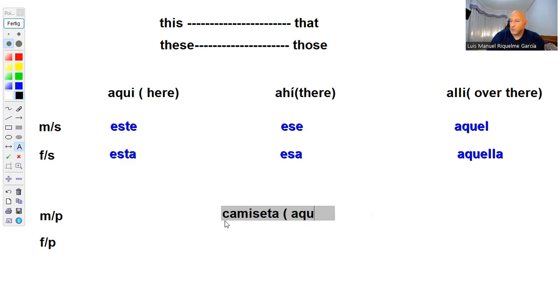What if that t-shirt is no longer close? It's a bit farther away. There. How would you say that t-shirt? Esa camiseta. And finally, what about if that t-shirt is very far away? That t-shirt over there, far away. Aquella camiseta.